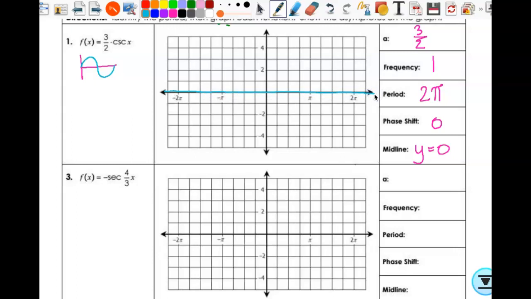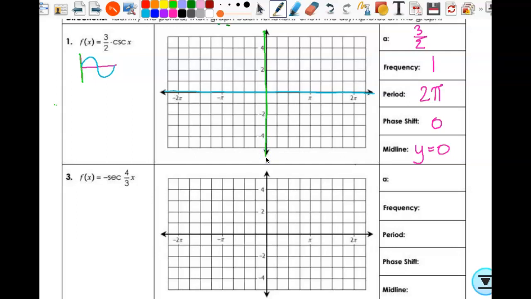All right, so where I start here, when sine is 0, cosecant is going to have an asymptote because it's undefined. And so I would start on the axis. The only thing that would affect that asymptote being on that axis is if I had a phase shift, and I don't. So I have my first asymptote right here.